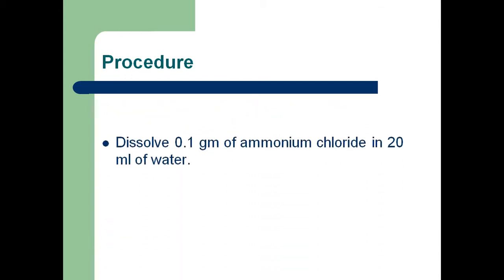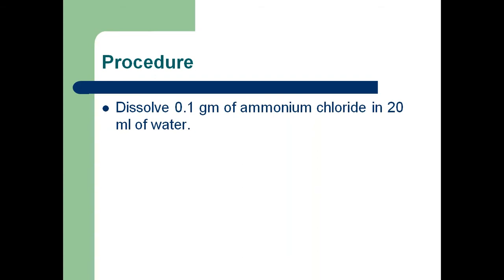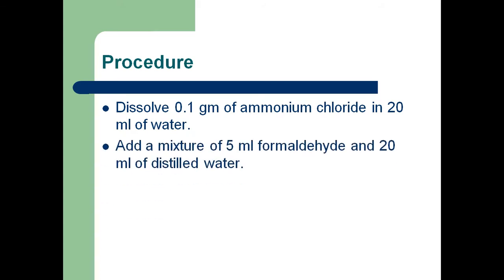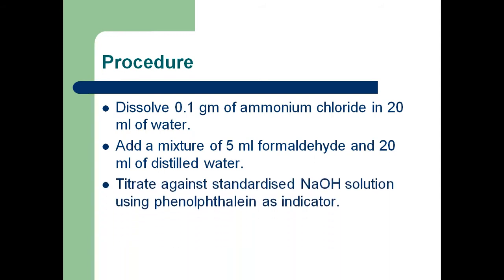So the procedure is to dissolve 0.1 gram of ammonium chloride in 20 ml of water. Then we will add a mixture of 5 ml formaldehyde and 20 ml of distilled water. We first mix formaldehyde and water, and this mixture we add into the solution of ammonium chloride. We have to titrate it against NaOH solution using phenolphthalein as indicator. The color change will be from colorless to faint pink. Development of faint pink color will indicate that the titration has been completed.